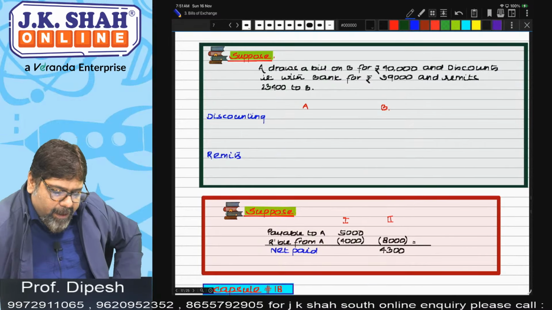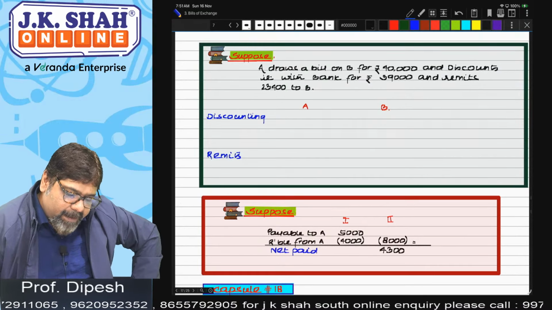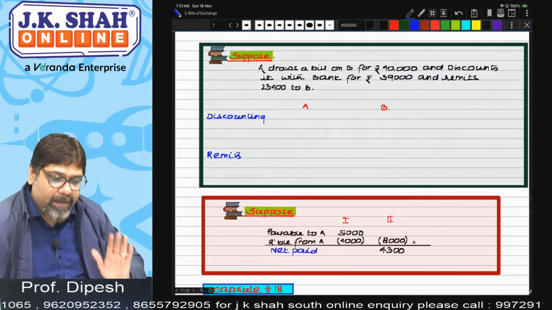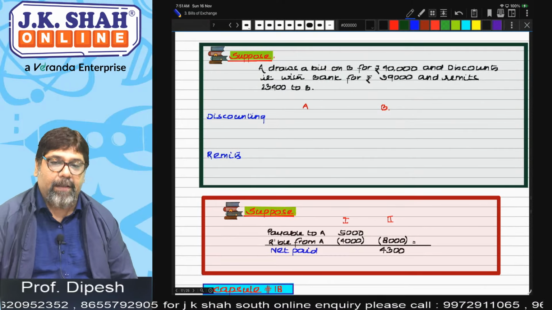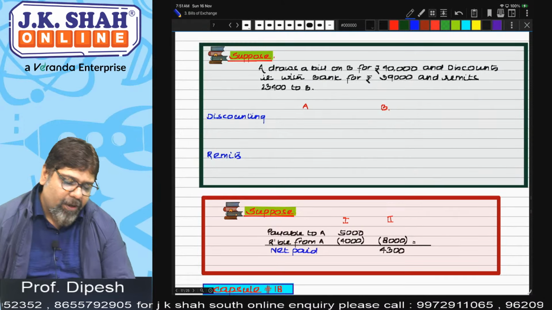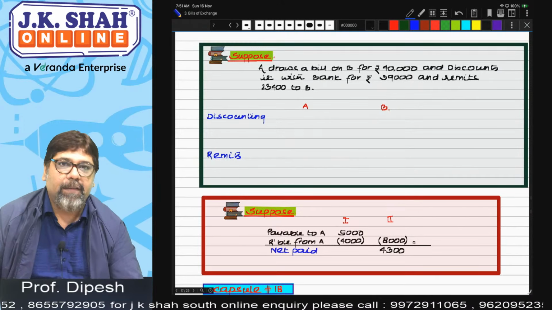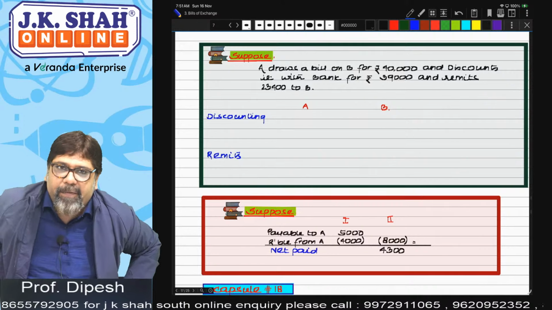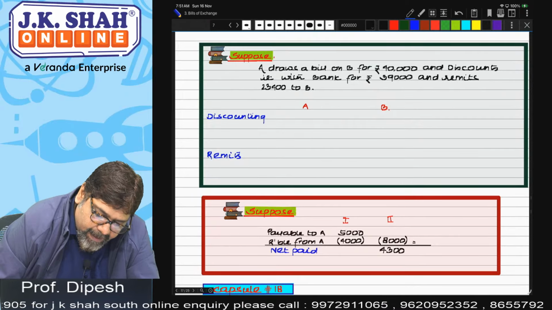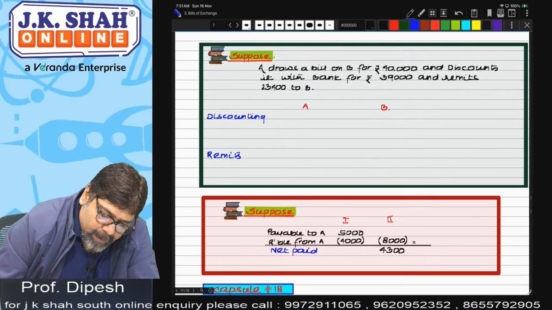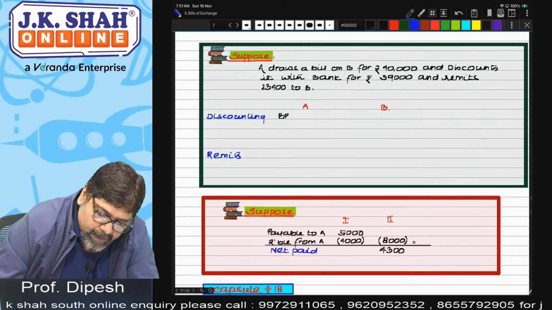Now, A draws a bill on B for 40,000 and B discounts it with bank for rupees 39,000 and remits 23,400 to B. Now, A draws a bill on B for how much? Sir, 40,000. What entry will A pass?